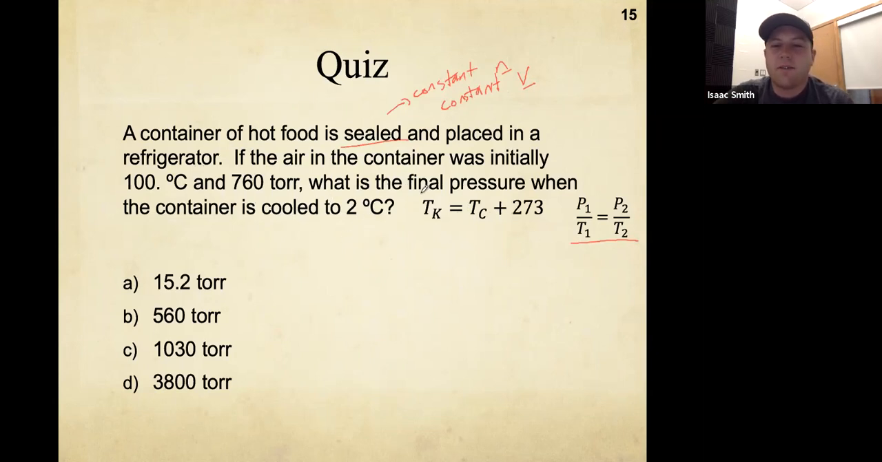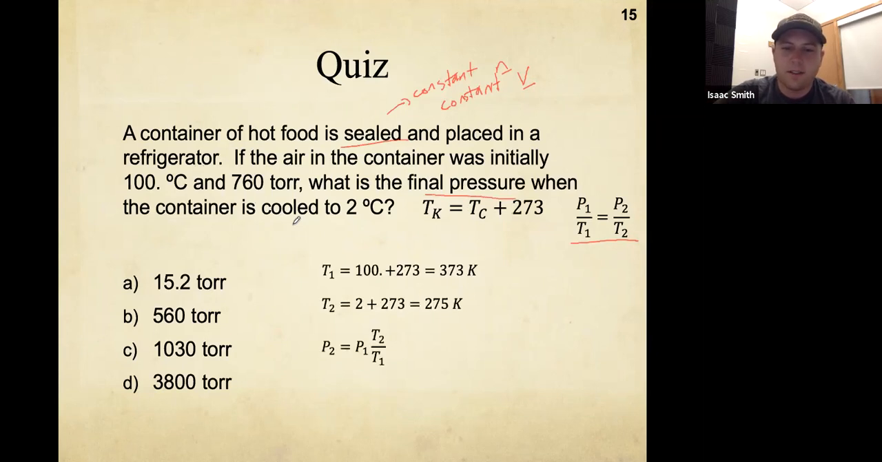Okay, so what is the final pressure when the container is cooled to 2 degrees Celsius? We're trying to find the final pressure, so again, we're looking for P2. If you rearrange this equation, you would get this. You could just leave it like this and try to solve it after you plug in the numbers. It's up to you.